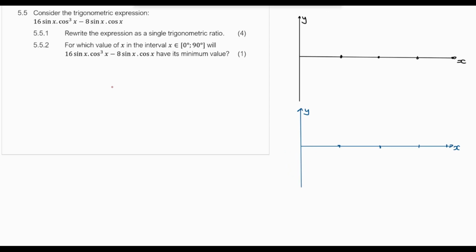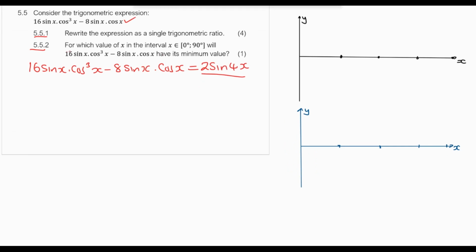Welcome back. Let's do question 552. Right, in question 551, we managed to find that 16 sine x cos cubed x minus 8 sine x times cos x is equal to 2 sine 4x. So it means this whole thing is just the same as this.